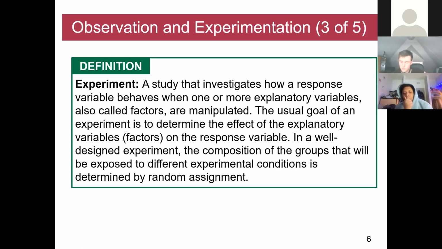It has to be random assignment so that the groups that you're creating are about equal in terms of other possible factors that you're not studying but could influence the response variable. All right, so that's what an experiment is. Cause and effect is its goal, and the way to get to that would be through random assignment of treatments to the experimental units, which could be people or things.